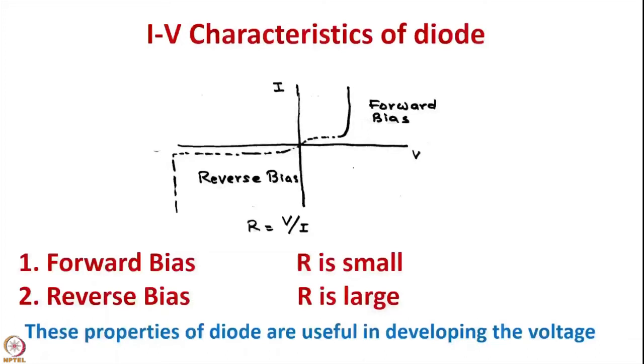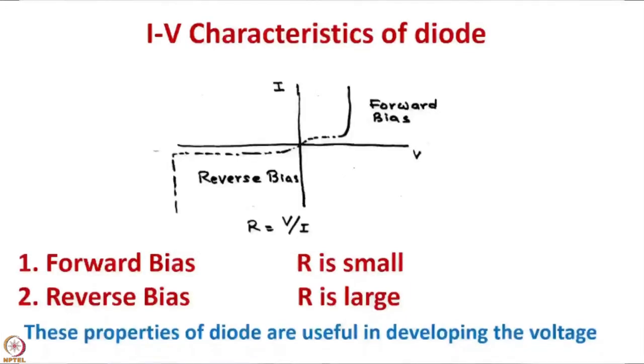On the other side, on the negative side, when the polarity is reversed, it is called reverse bias, and under that condition, the R is very large, and this helps in retaining the charge across the capacitor or retaining the voltage which has developed. And these properties of diodes are very useful in developing the voltage. So the performance in developing the voltage across the voltage generators is very important, and the diodes play a very important role because of their characteristics.